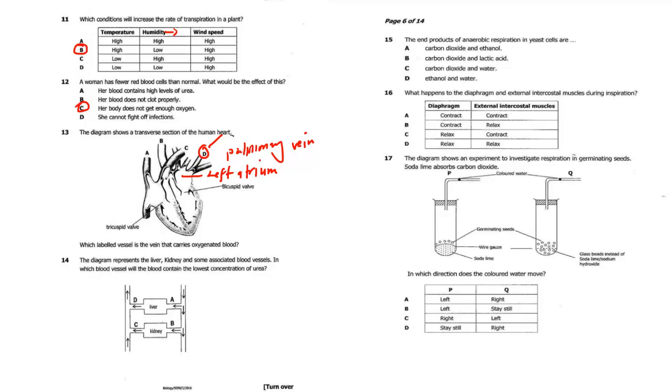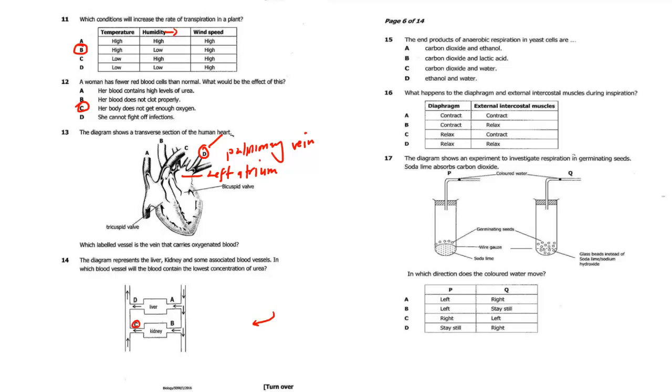Question 14, the diagram represents the liver, kidney, and some of the associated blood vessels. In which blood vessel will the blood contain the lowest concentration of urea? The one that will contain the lowest concentration of urea is the one that has passed through the kidney and is now leaving the kidney, and that is part C.